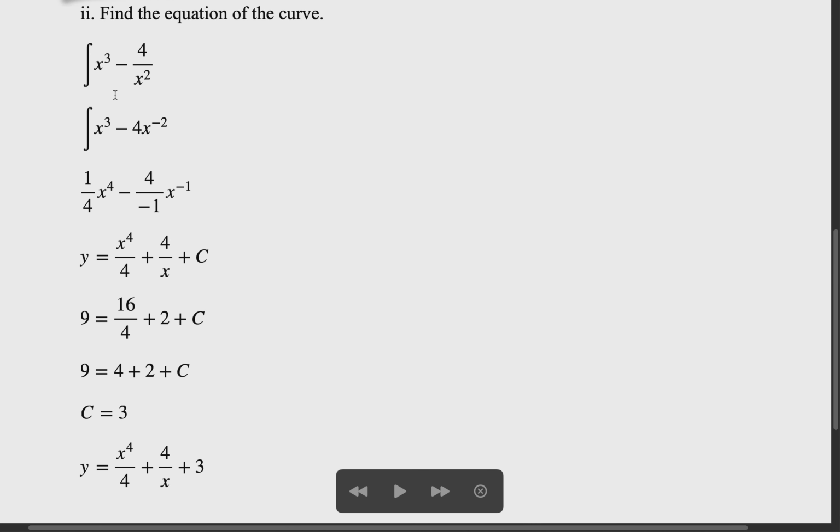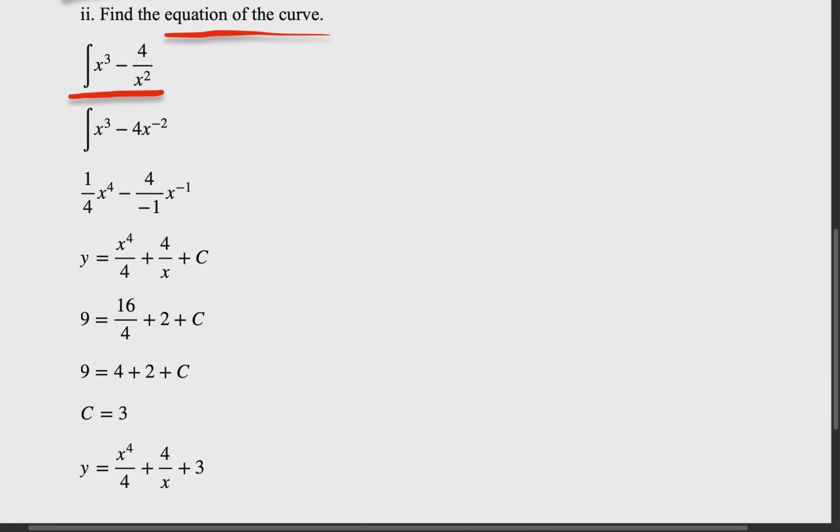For the second part of the question, we're asked to find the equation of the curve. We can find this using integrals. So we're going to find the integral of x cubed minus 4 by x squared using the general formula of integrals, which is x to the power n plus 1 divided by n plus 1, plus c. So we plug each individual value into our general formula.